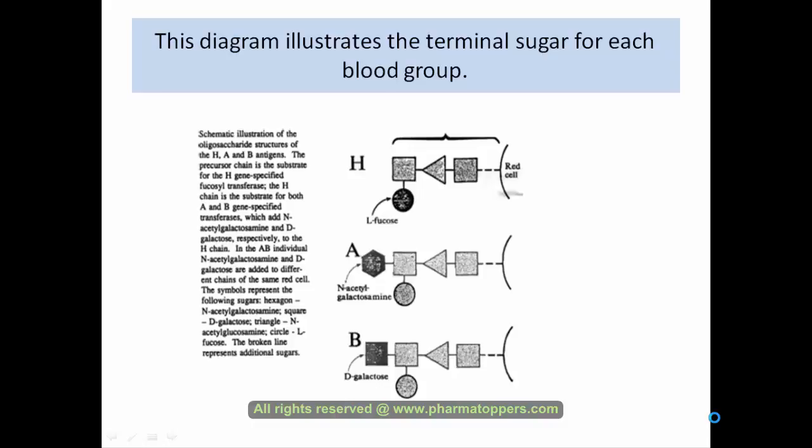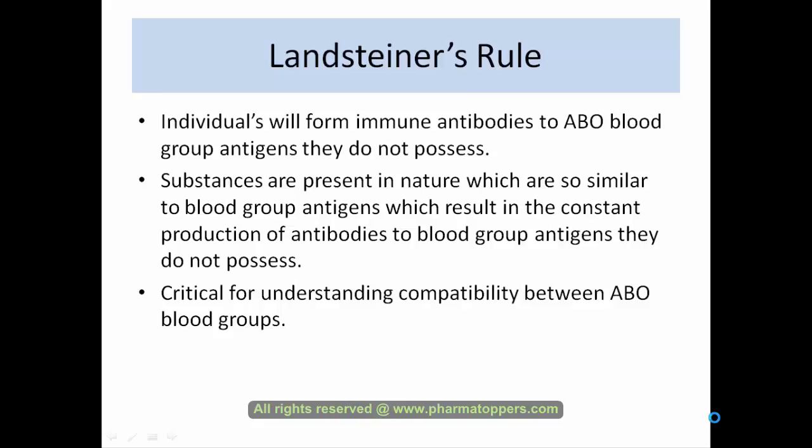Next is Landsteiner's rule. Individuals will form immune antibodies to the ABO blood group antigens they do not possess. Simply put, if you have blood group A, then you don't have anti-A. Substances are present in nature which are so similar to blood group antigens that they result in the constant production of antibodies to blood group antigens a person does not possess. Again, this is critical for understanding compatibility between A, B and O blood groups. This oligosaccharide residue decides which type of incompatibility there will be.